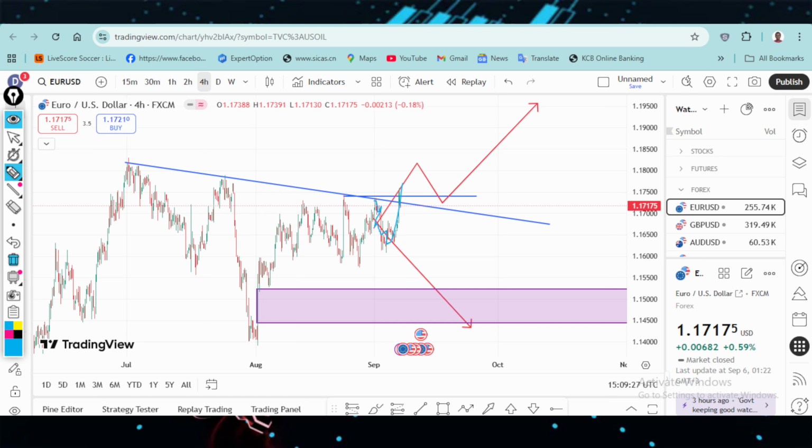What is next? I'm expecting this to make another drop to the downside before any move up, because this corrective structure is still ongoing. So what we expect is more corrective structure to the downside before we can see any big move to the upside.